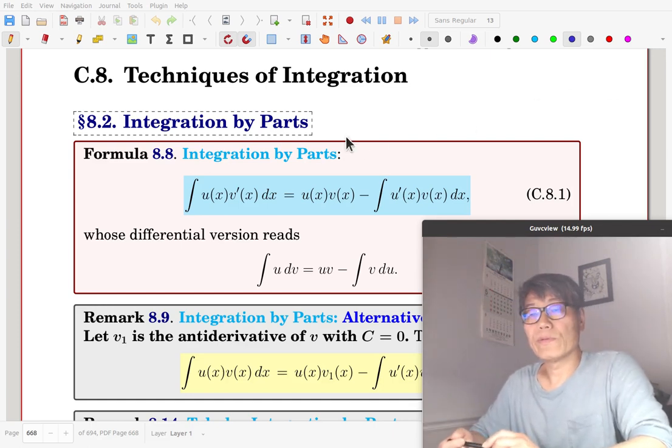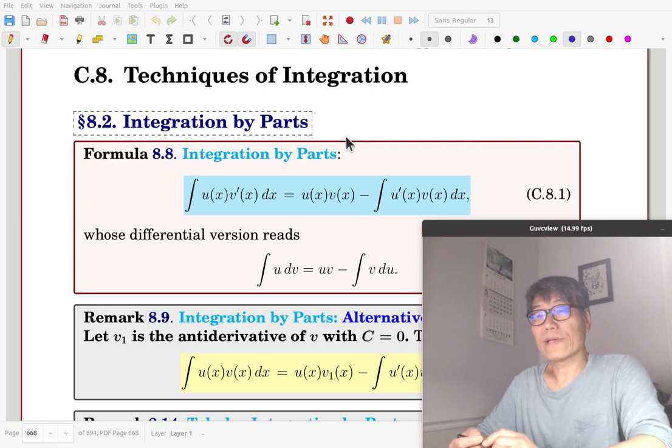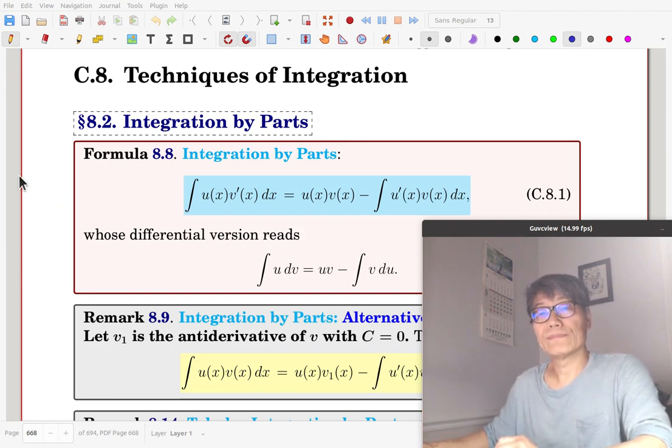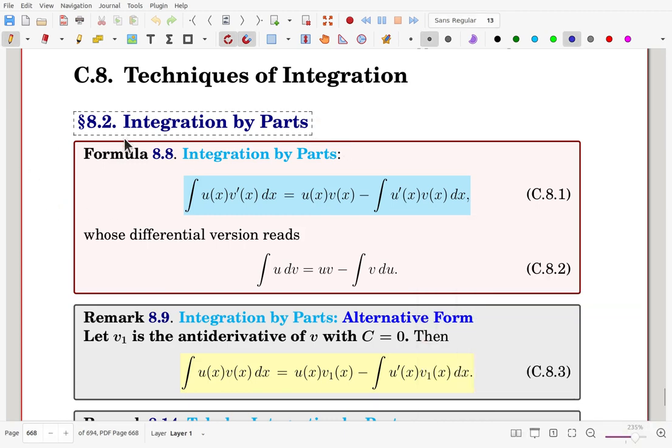It is a review for Chapter 8, Techniques of Integration. In Chapter 8, we learned the various integration techniques. Here we'll review 4 major integration techniques: integration by parts, trigonometric substitutions, partial fractions, and improper integrals. Here we'll begin with section 8.2, integration by parts.